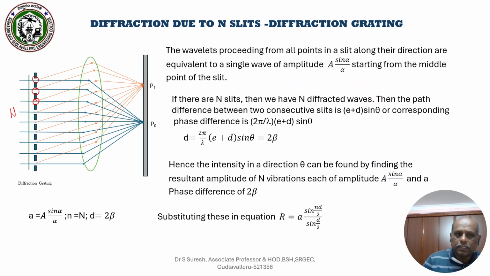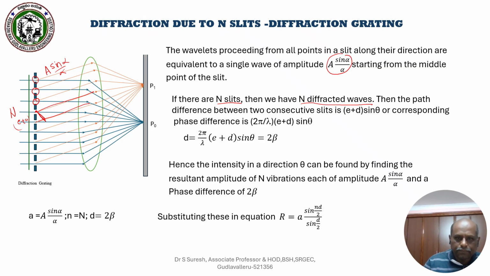From each single slit, the amplitude, as we already know, is A sin alpha by alpha. So from every single slit we get a wave of amplitude A sin alpha by alpha starting from the middle point of the slit. If there are n slits, then we have n diffracted waves. Then the path difference between two consecutive slits: what is the distance between this and this? Already we know it is e plus d. So this is the path difference.